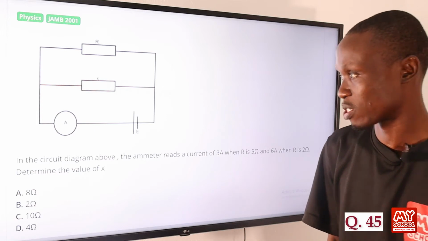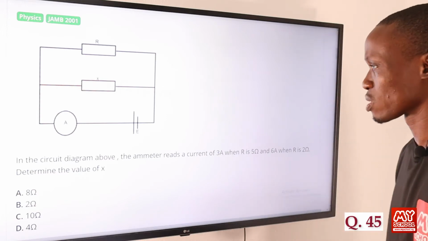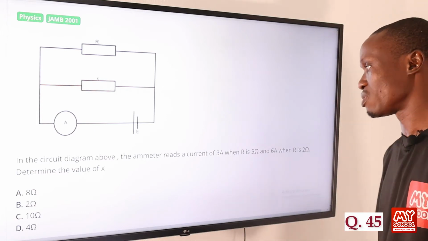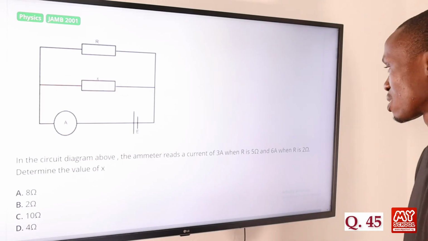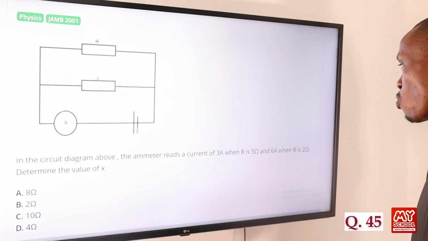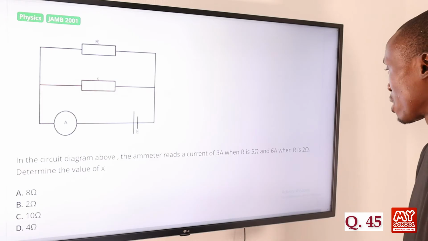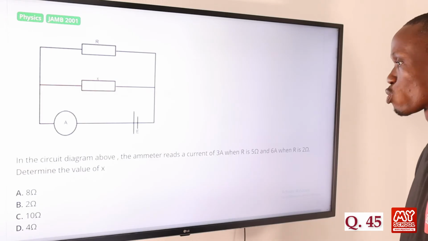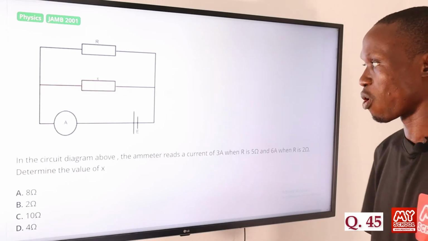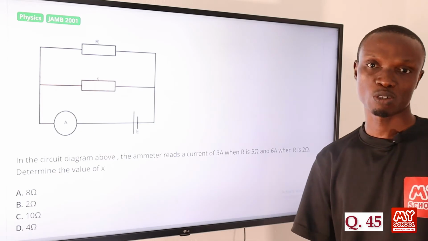Moving on to question 45. In the circuit diagram above, the ammeter reads a current of 3 amperes when R is 5 ohms and 6 amperes when R is 2 ohms. Determine the value of X. So let's move over to the board to provide answer to this question.